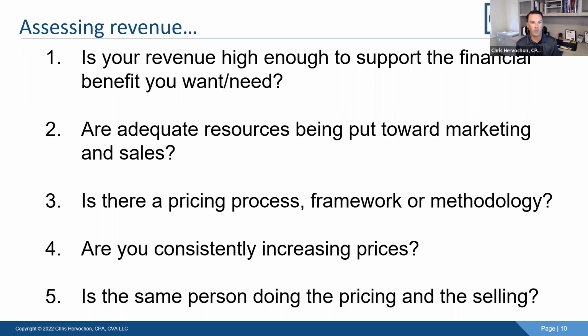Hopefully, when somebody comes to you and says, hey, we need some help, that you're not just sticking your finger in the air and seeing which way the wind is blowing and then pricing that engagement. That's not a good thing. There needs to be some sort of a framework. There needs to be some sort of methodology, and it needs to iterate over time. Number 4, are you consistently increasing prices? If not, this is the silent profitability killer for sure.